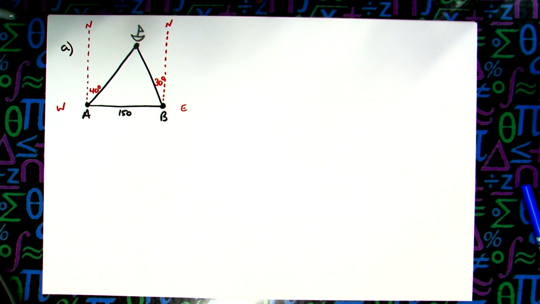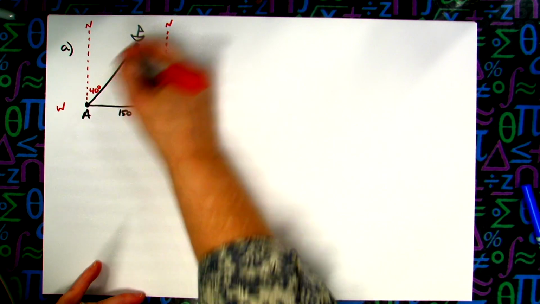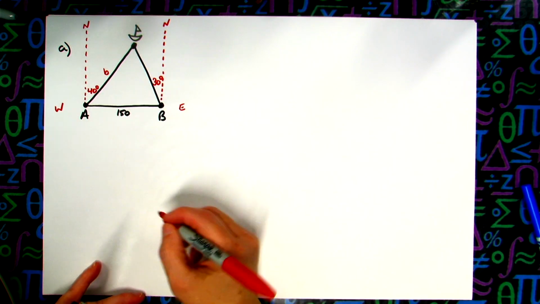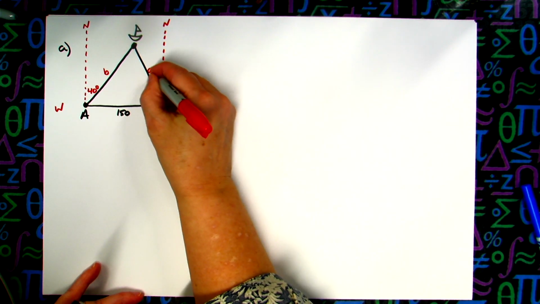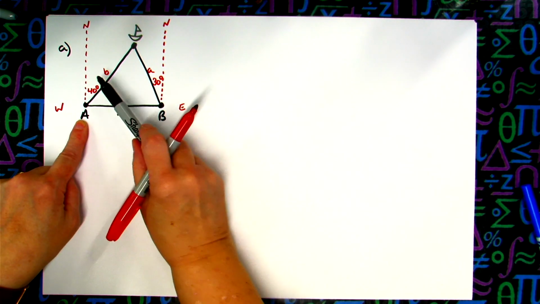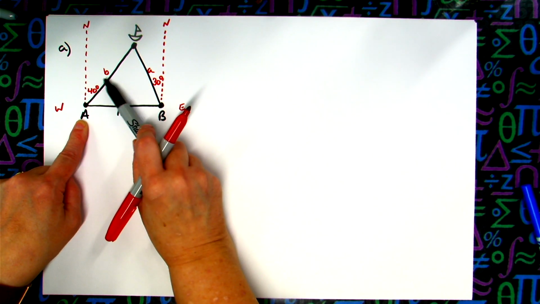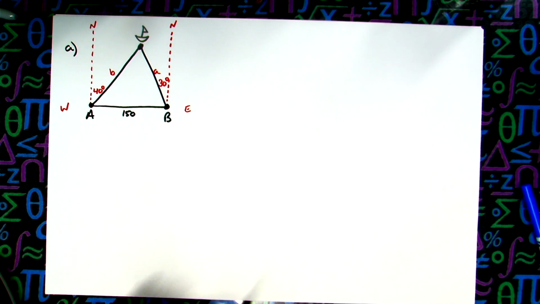Now, what's the question? How far is each station from the ship? All right, so if this is capital B, then this side over here would be little b. And if this is capital A, then this side over here would be little a. All right, so station A is going to be little b away from the ship. Station B is going to be little a away from it. So I just have to find those values. Okay, now, so far, what have I got here? What could I calculate, some other values that would be of use?